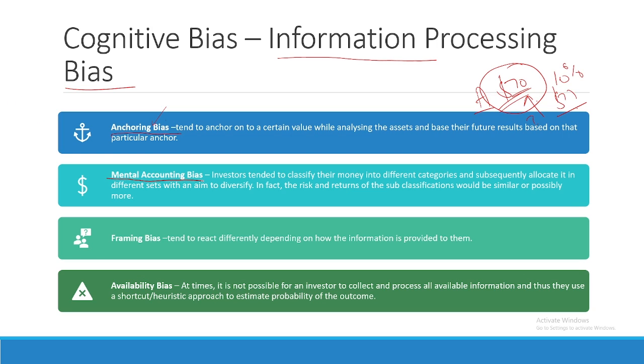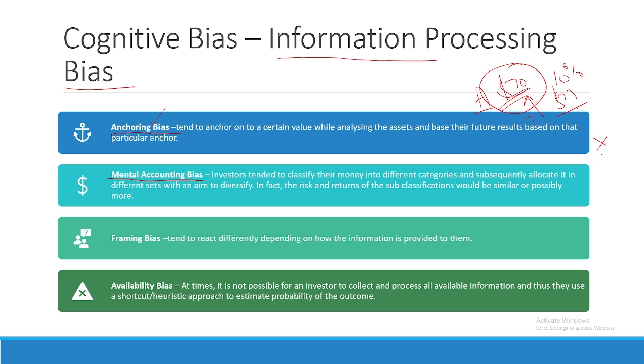Another example is mental accounting. Mental accounting bias can be displayed by people who tend to believe that they are diversifying, but in reality they might not be. So let's go through an example.